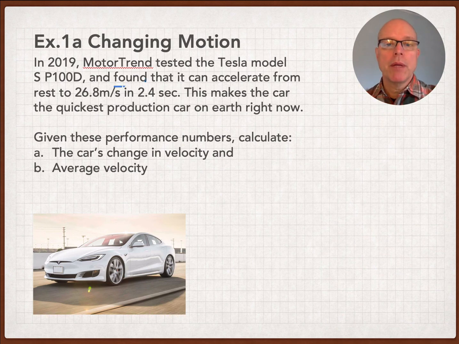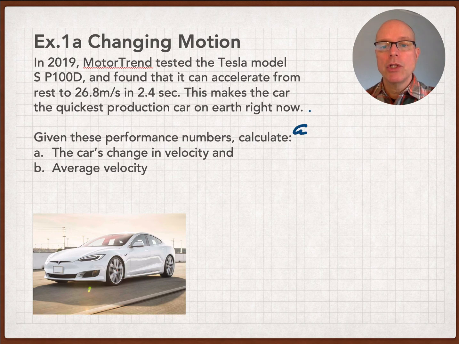The first bunch of problems revolve around the high-end Tesla P100D, and these numbers are recent and they're true. So this car can accelerate from 0 to 60 miles an hour, which we converted to meters per second, in 2.4 seconds. We're going to work through a few examples that relate to these numbers. First thing they ask us is to figure out the average velocity and the change in velocity. So the first 2 formulas you're going to get are these ones.